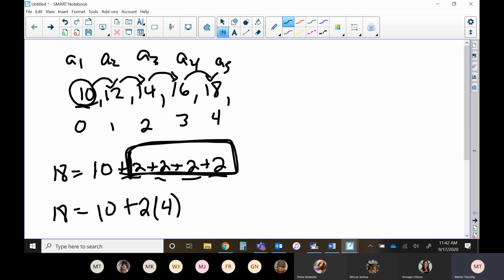Let's try to come up with a generic form for this then. Meaning that A_n. What if I wanted to find some term, whatever term I want to use? What will I always start with? But it's not going to be 10 in every example. It's the first term. So I'm always going to start with the first term. And then I'm going to add. What is the 2? The common difference, yes?